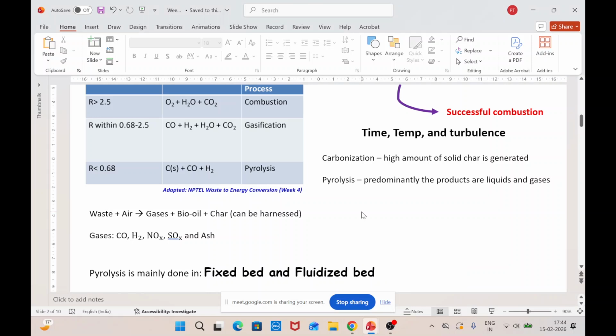So is there anything to discuss related to combustion, gasification and pyrolysis, all the three concepts together? Yes.